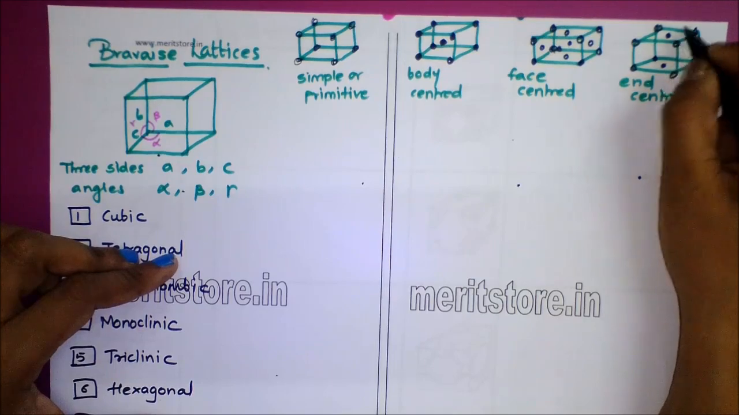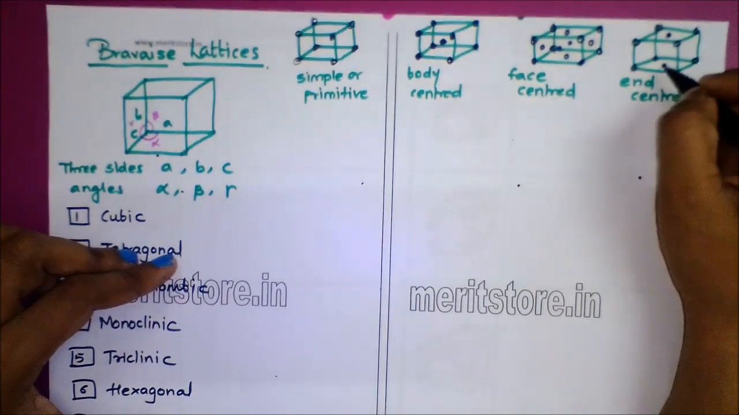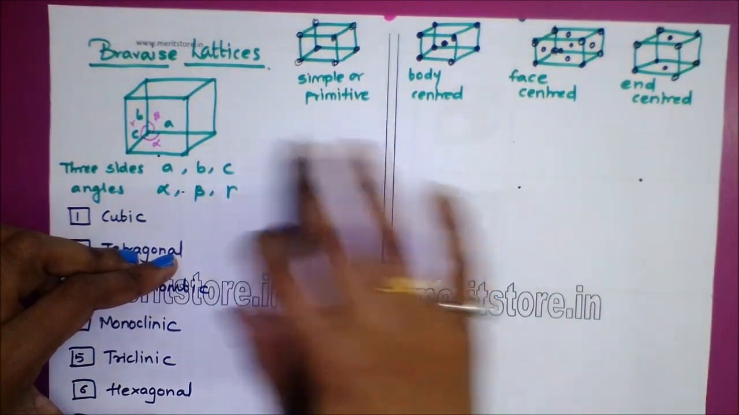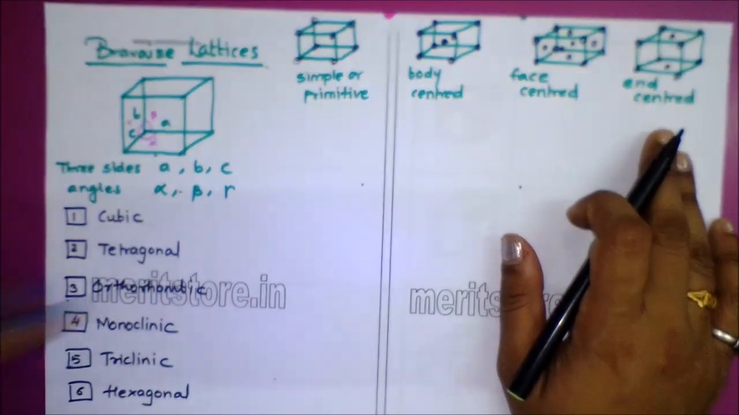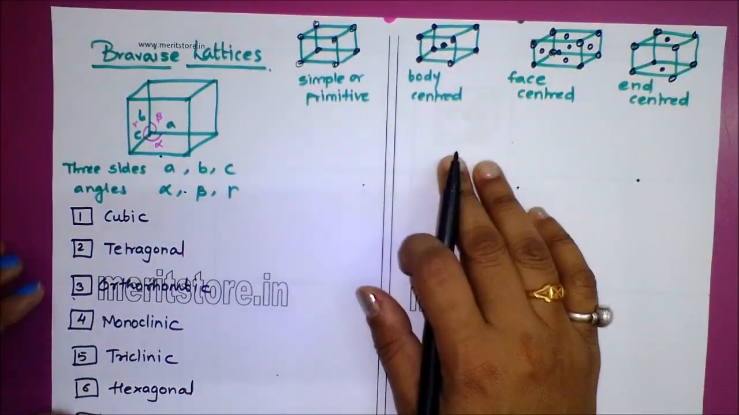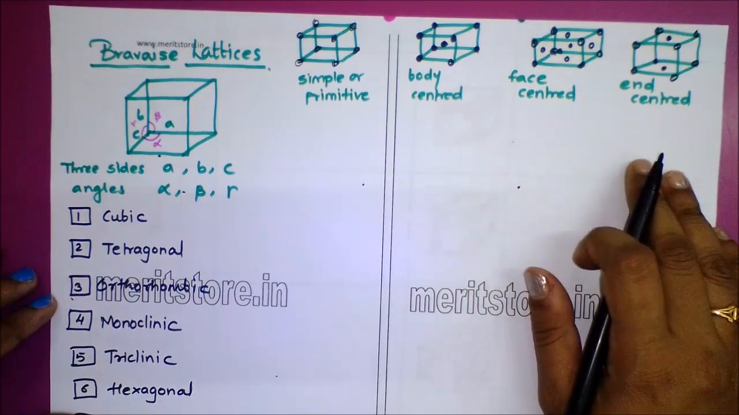That means if I cover this as top, this will be bottom. That's called the end center. So we have 4 different types of arrangement available: simple, body centered, face centered and the end centered.